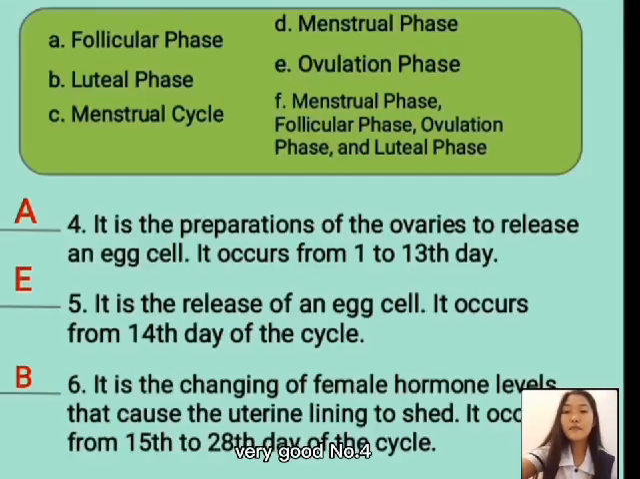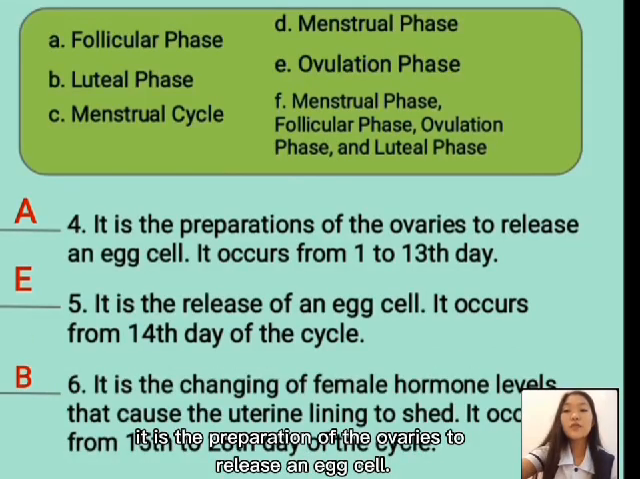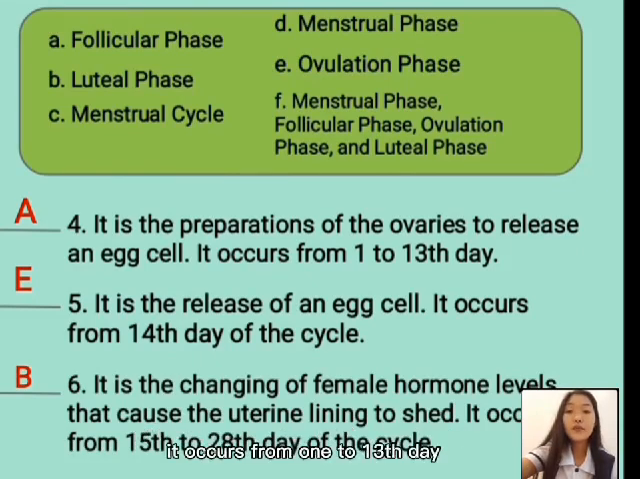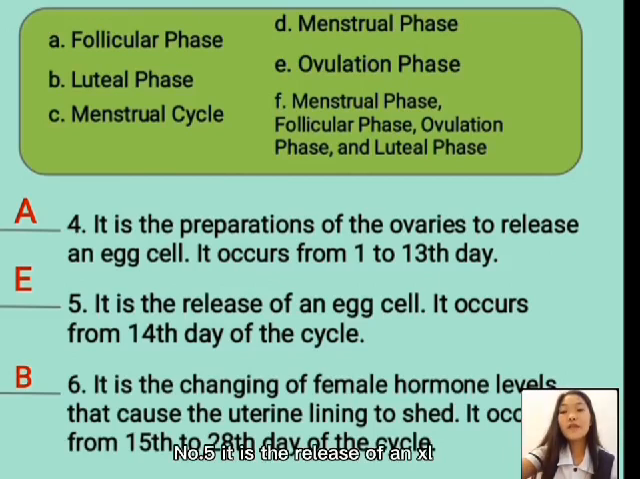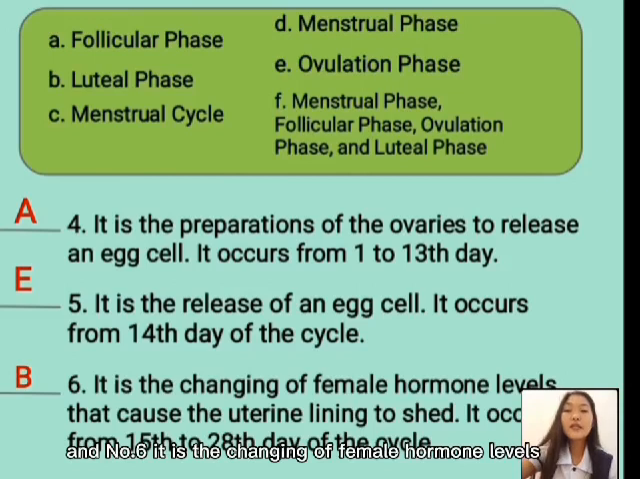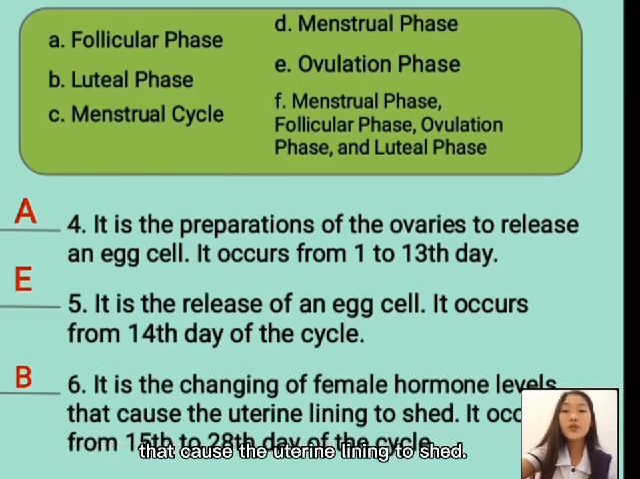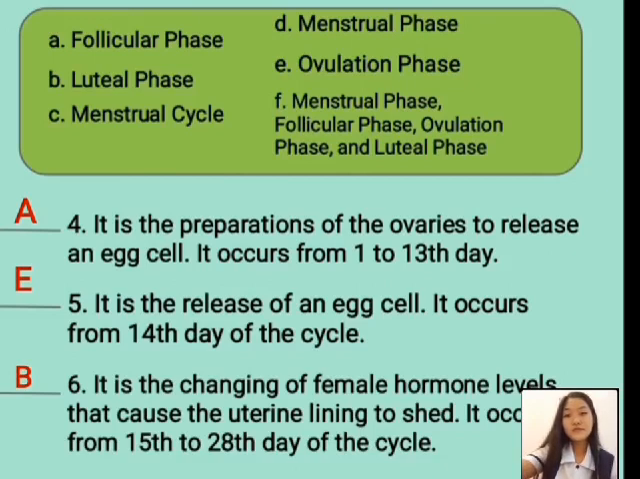Very good. Number 4, it is the preparation of the ovaries to release an egg cell. It occurs from the 1st to 13th day. The answer is letter A. Number 5, it is the release of an egg cell. It occurs on the 14th day of the cycle. The answer is letter E. And number 6, it is the changing of female hormone levels that cause the uterine lining to shed. It occurs from the 15th to 28th day of the cycle. The answer is letter B.